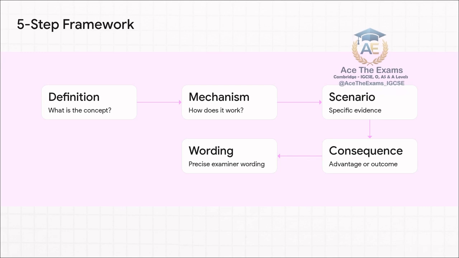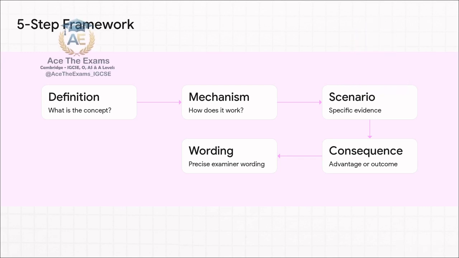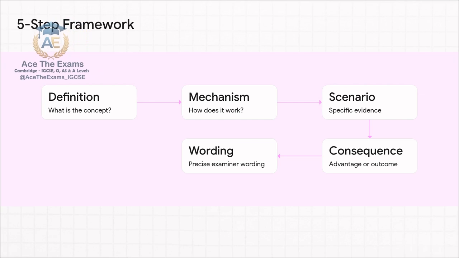Step 4, the consequence or advantage. What is the scientific reasoning or outcome here? And finally, Step 5, tying the whole shebang together with precise examiner wording. Following this framework transforms a messy brain dump into a highly targeted, unassailable exam answer.